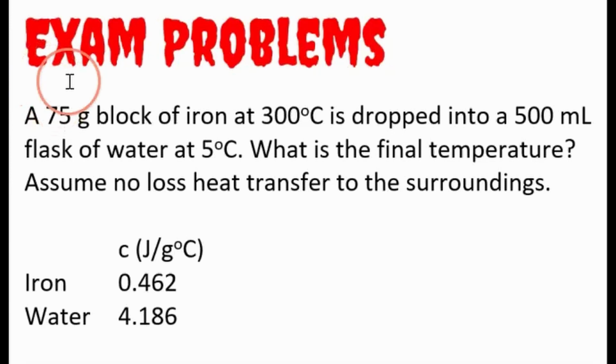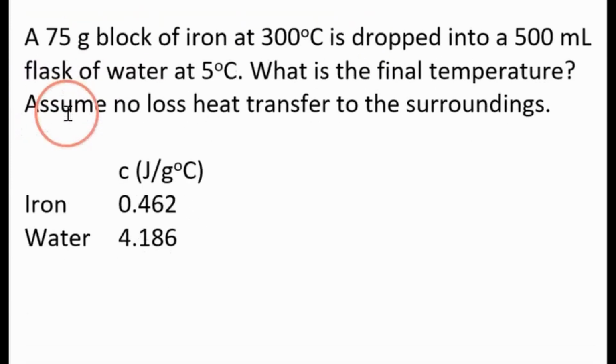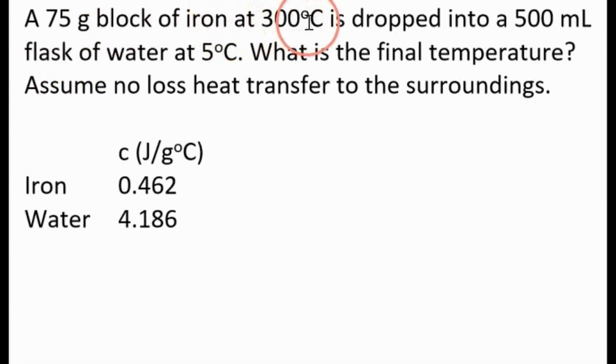All right, this is our first exam problem. A 75-gram block of iron at 300 degrees Celsius is dropped into a 500 milliliter flask of water at 5 degrees Celsius. Before we read the rest of it, let's draw what's going on.